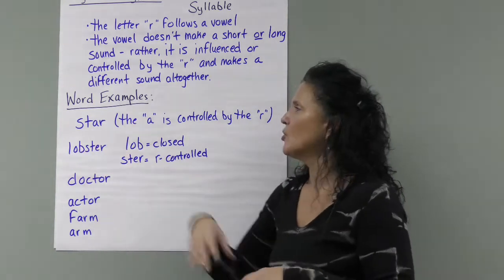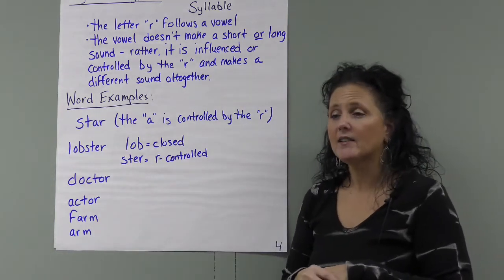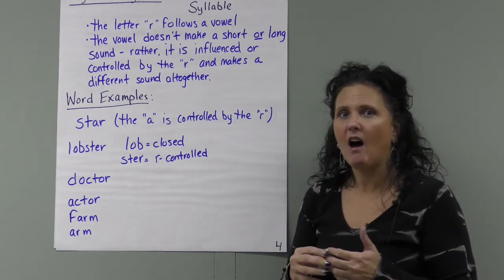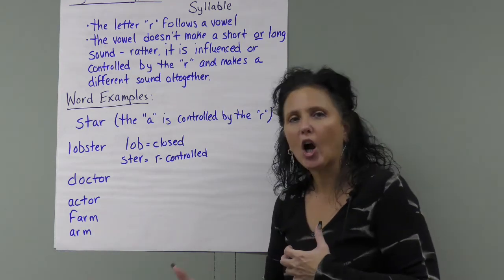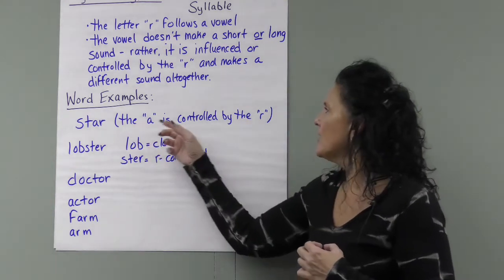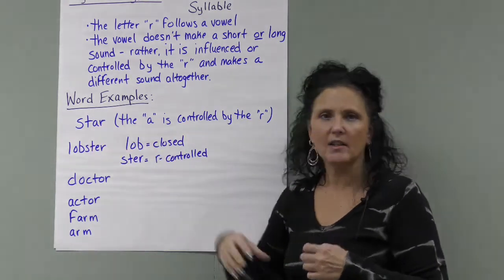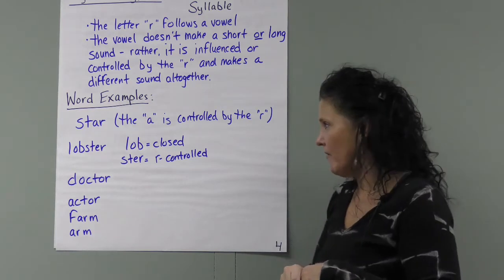So here's some examples. The word star, right? That doesn't sound like A. It doesn't sound like it's R. The word star, you're hearing the R. The A is controlled by that R. So it's not saying its name, and it's not a short vowel.